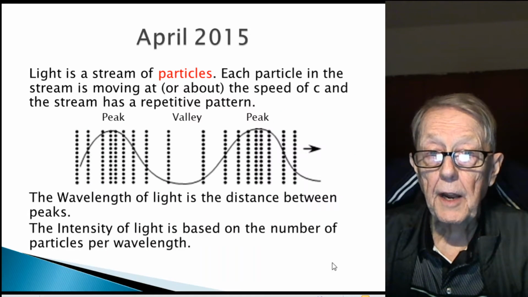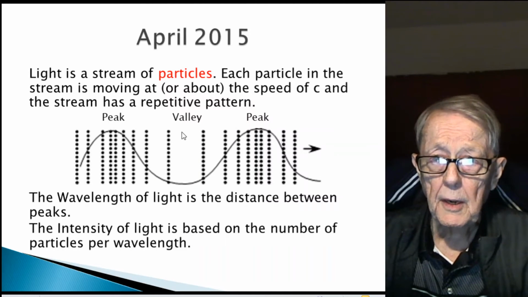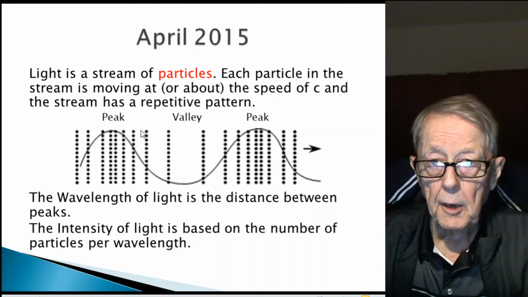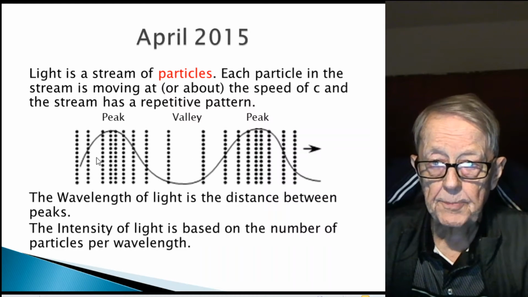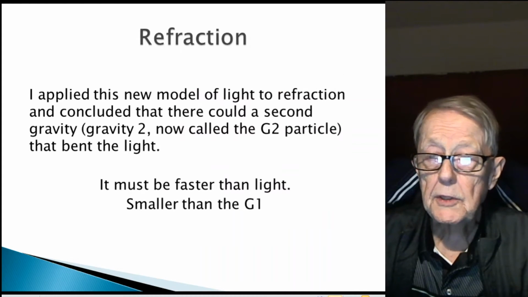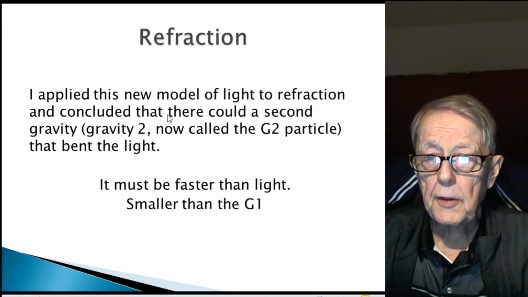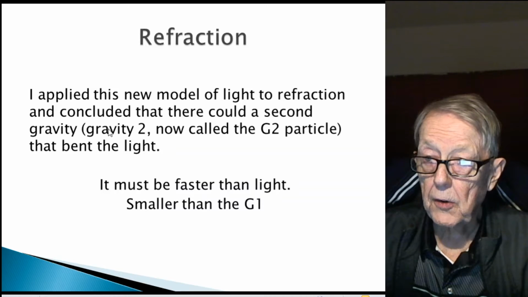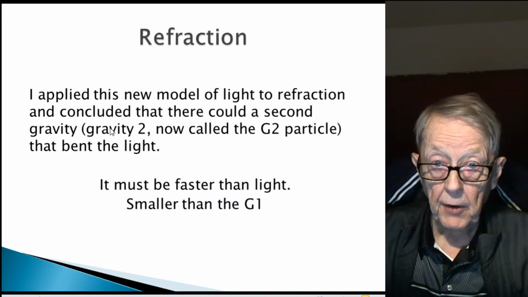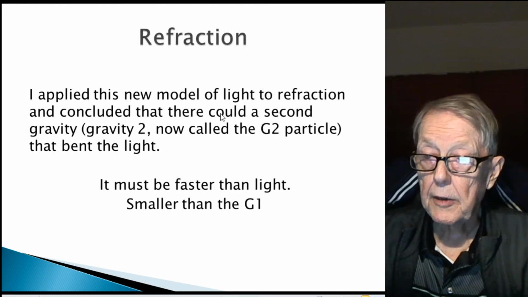Well, in April of 2015, I came up with my idea for light as a particle, using light being a stream of particles. I've covered this before. Each particle in the stream is moving at or about speed c, and the stream has a repetitive pattern, a peak, a valley, a peak. This is David's sine wave generated stream of particles. And then I used that stream of particles and I applied it to refraction. And when I did, I concluded that there could be a second gravity, which I started to call gravity 2, because then I had gravity 1 for Newtonian gravity, and this is clearly not Newtonian gravity. Gravity 2, which we now morphed into the G2 particle, bent the light when it refracted.